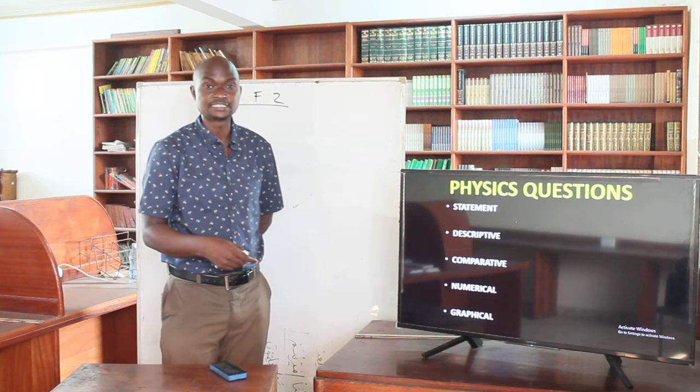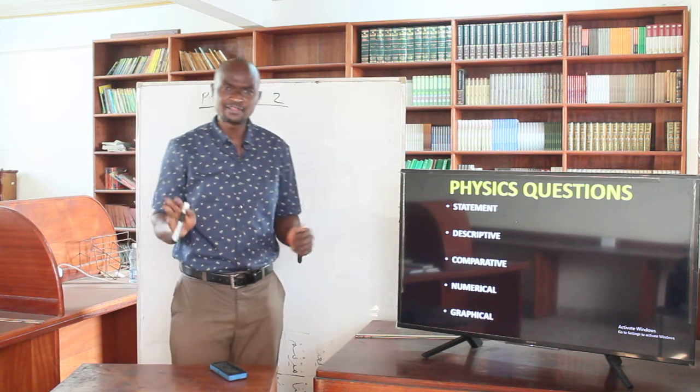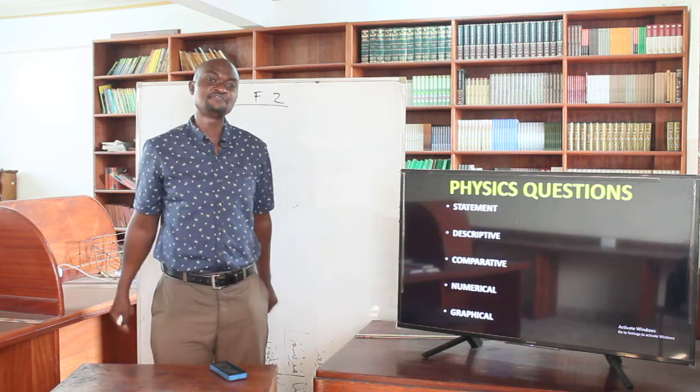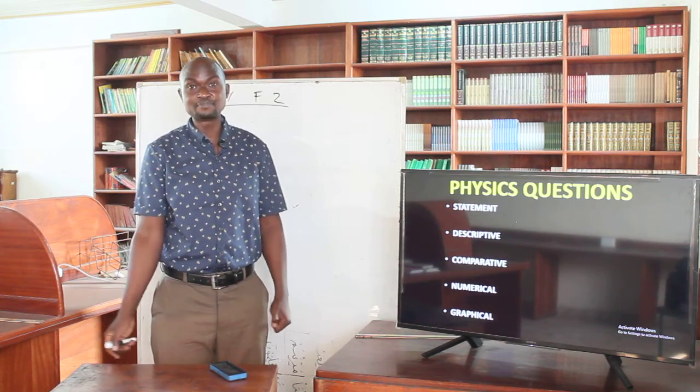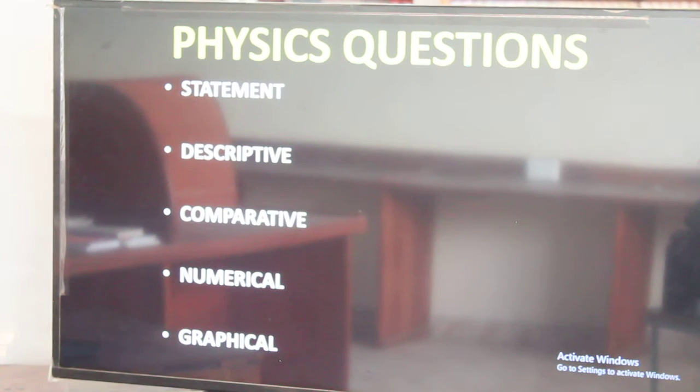So, in physics, the theory questions, even the practical questions, we have only these 5 types of questions. We have what we call the statement questions, where you are asked to state a law or a principle, or give a specific fact. And it's important to use words that are in the statement as it is, especially in the KLB physics textbook. We do what we call descriptive questions, where you're asked to describe mostly an experiment or a process, or give the reason why something happens. You're giving a description, almost like a short composition.